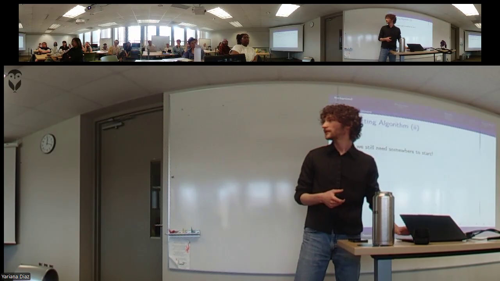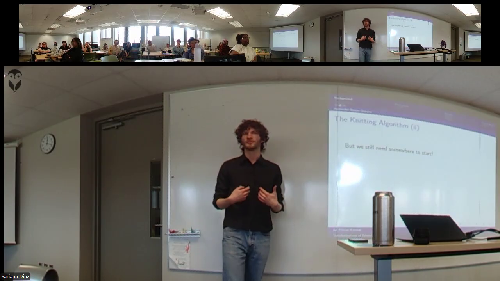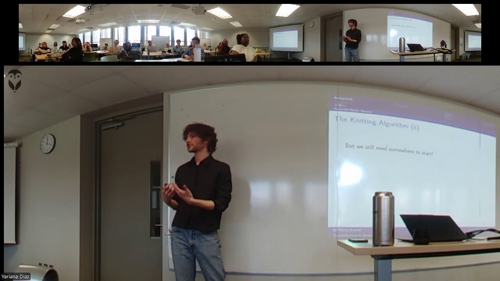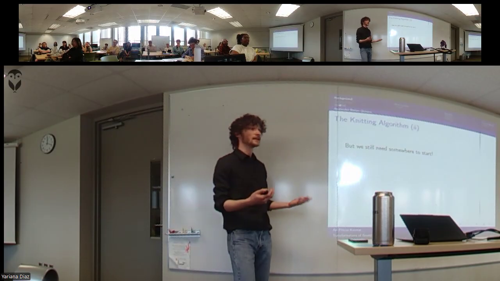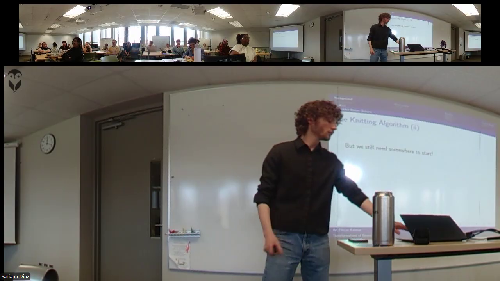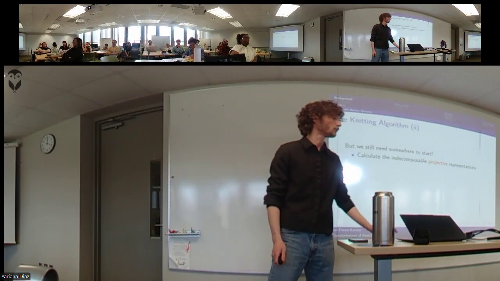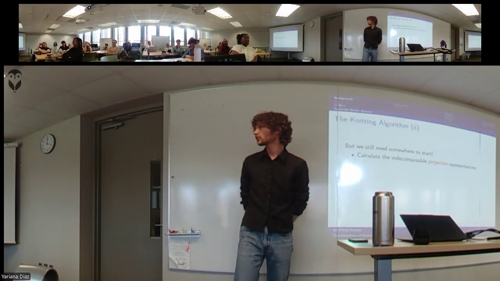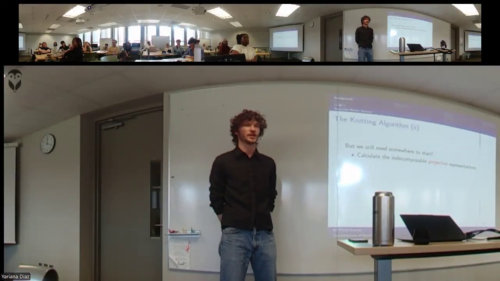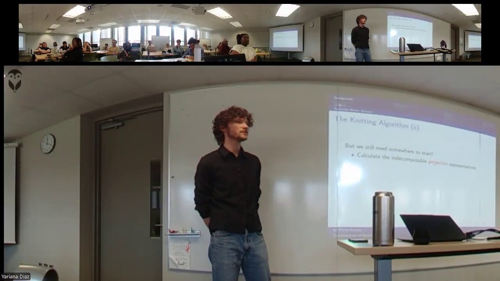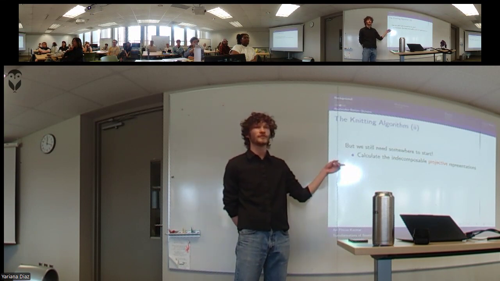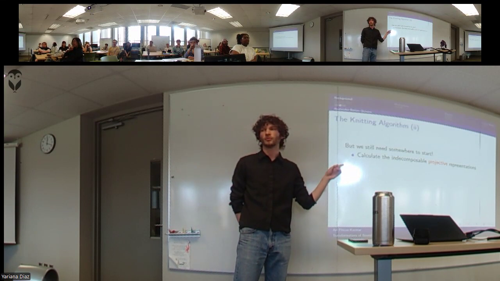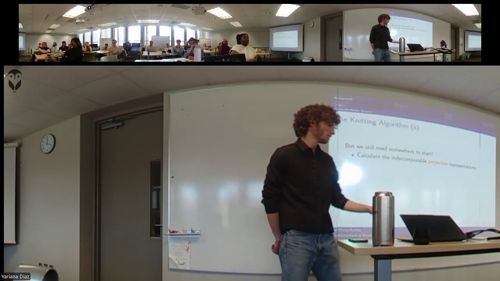But the knitting algorithm still requires some input to start with. So we need to actually start somewhere. We can't just apply the knitting algorithm to nothing and get an Auslander-Reiten quiver. So in more general form, the algorithm looks like this. We start by calculating the indecomposable projective representations. I won't get into too much detail about what these are, but anytime that you see anything highlighted in red for the rest of this talk, that's going to denote that what we're looking at is projective.